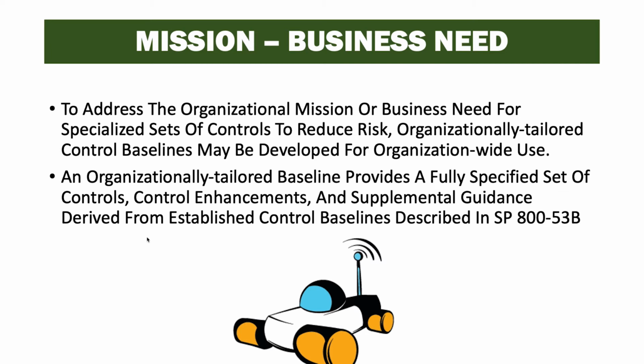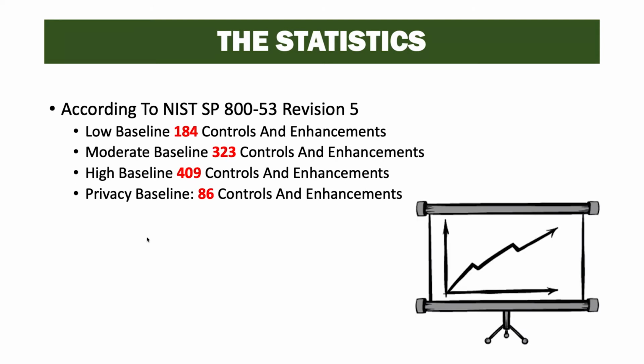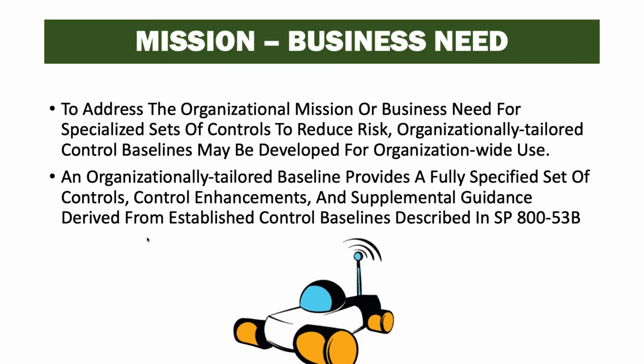So essentially we're saying we're going to start with that template. We're going to start with a template that comes from one of these control baselines, the low, moderate, or high, generally. We're going to take that baseline and add additional controls, and we may even remove controls that don't apply to the system, and then we're going to save that as an organizationally defined baseline. The first thing we're going to think about is mission and business need, right?